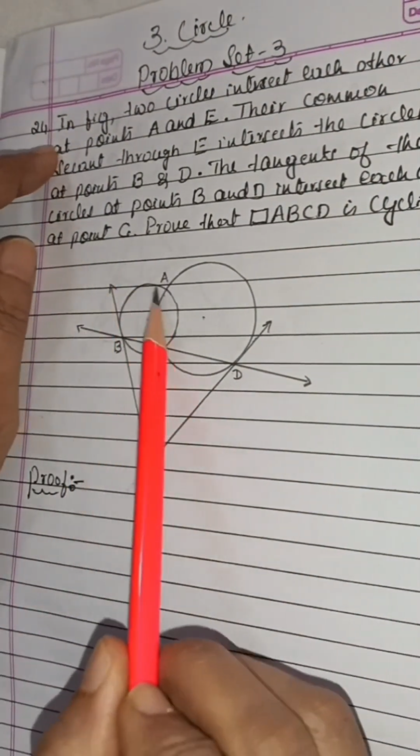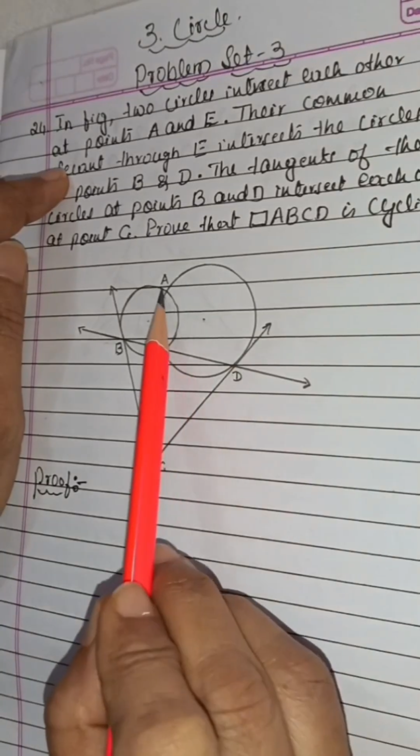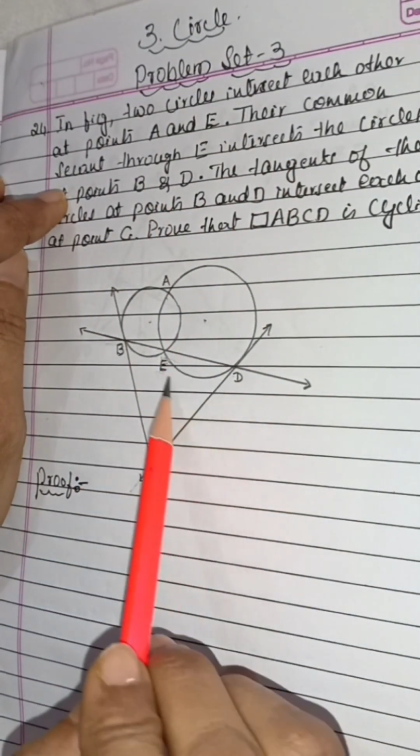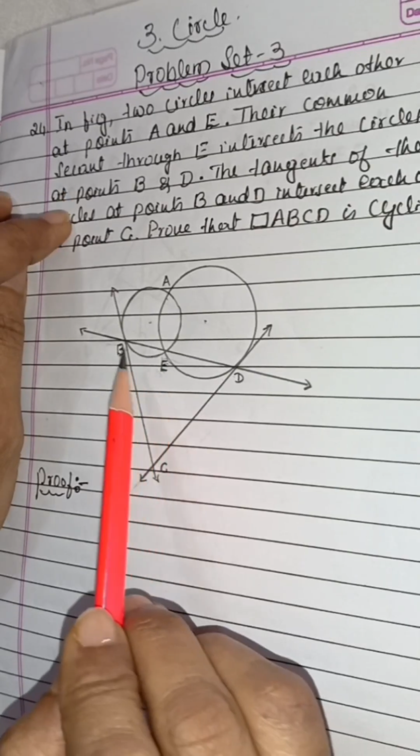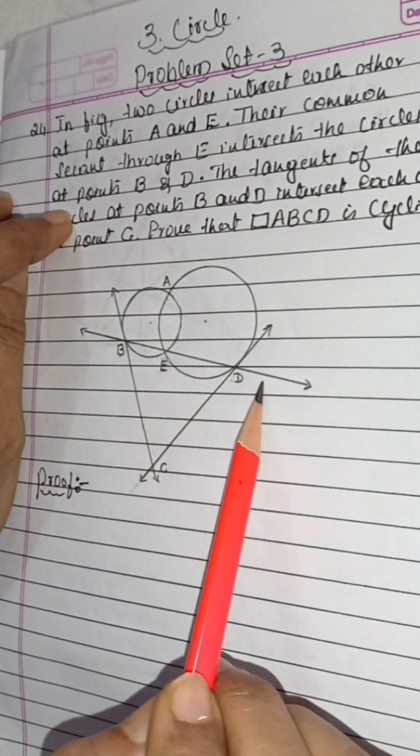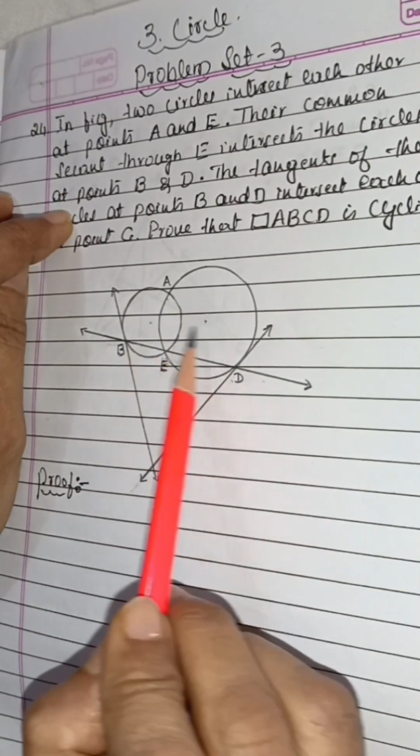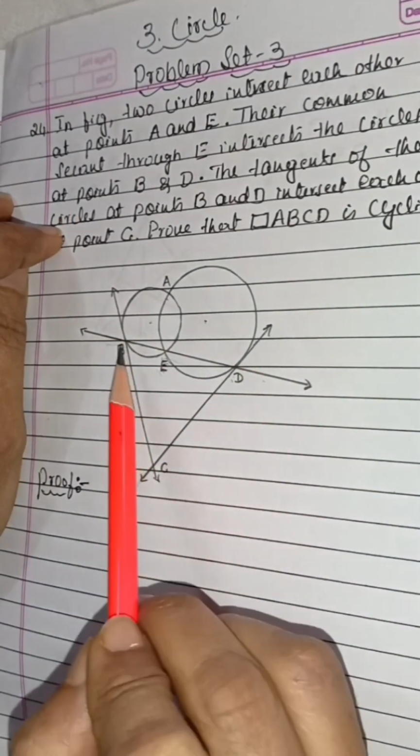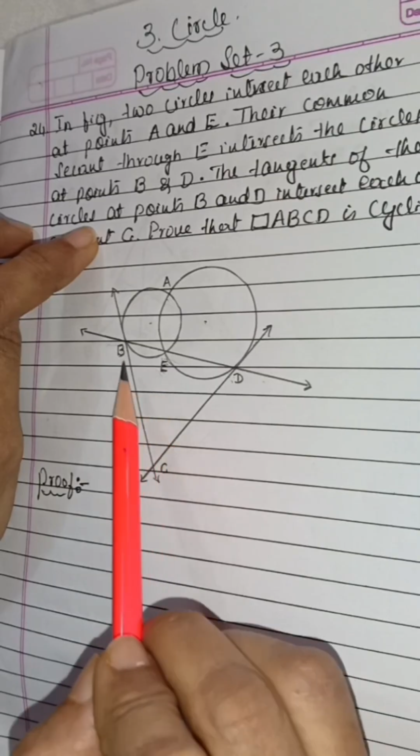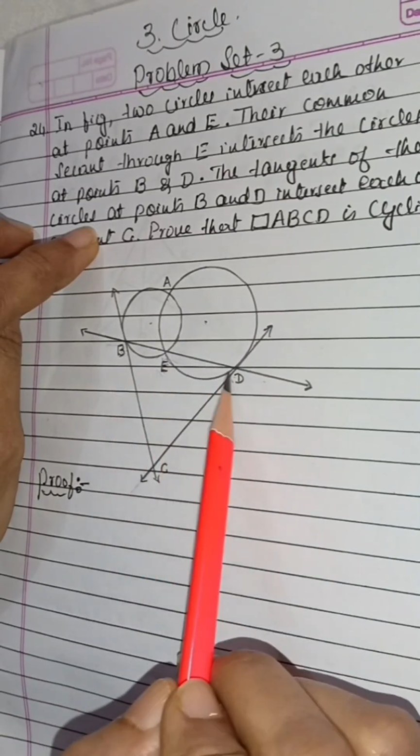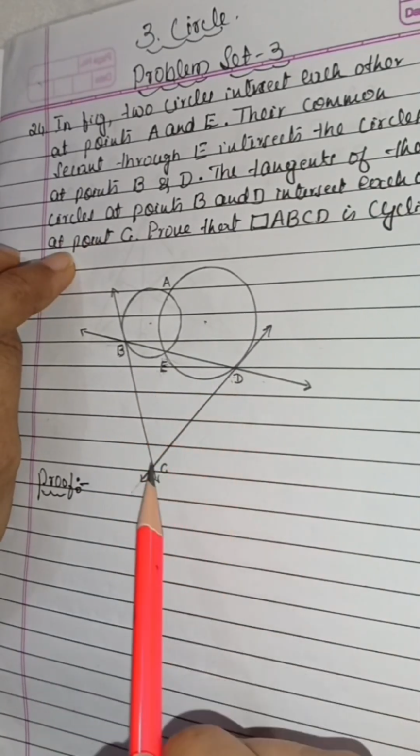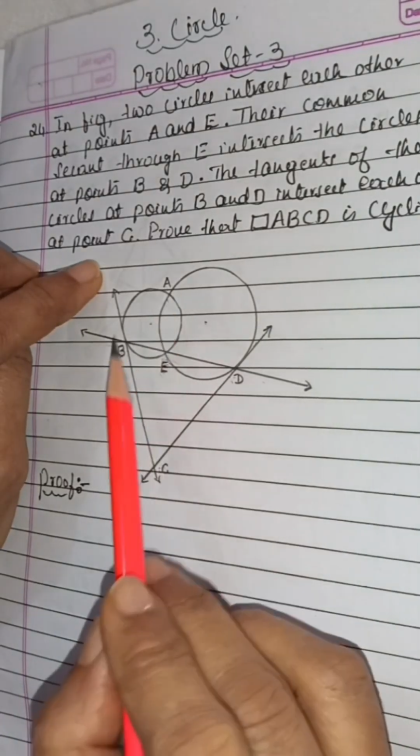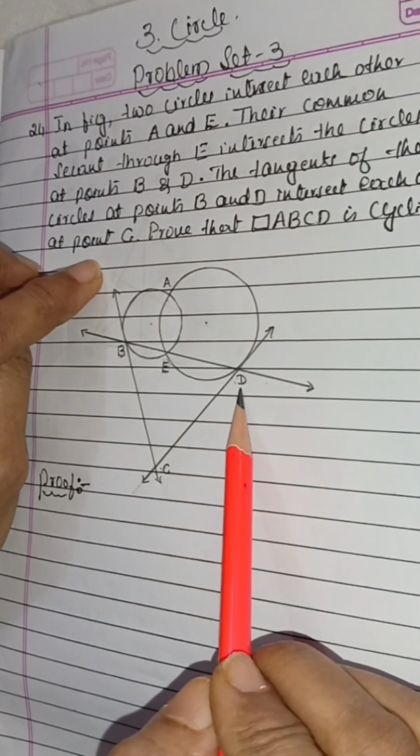In the figure, two circles intersect each other at points A and E. Their common secant through E intersects the circles at points B and D. The tangents of the circles at points B and D intersect each other at point C. Prove that A, B, C, D is cyclic.